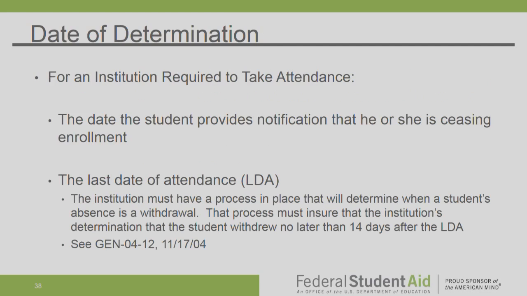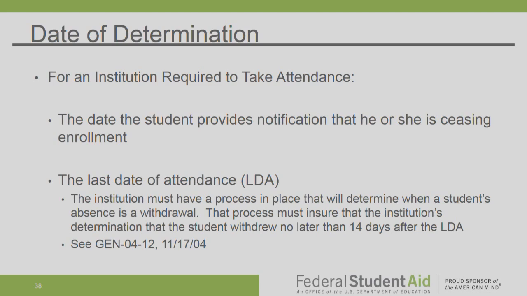Now we turn to the concept of date of determination, which is the date that the institution becomes aware that a student has withdrawn. And this has a lot of important applications, all relating to starting the clock for the requirements that an institution is required to do, such as the return, post-withdrawal disbursements, or notifications to the student. For an institution required to take attendance, there are two sets of requirements for when an institution must determine a student has withdrawn. The first one is when the student notifies you that they will withdraw. In that case, the date of determination would be the date of the student's withdrawal or notification, whichever is later.